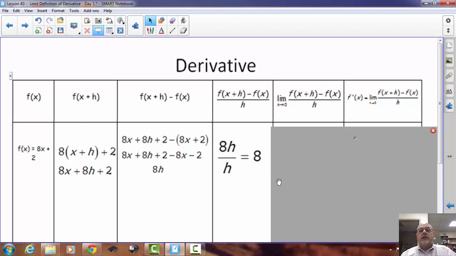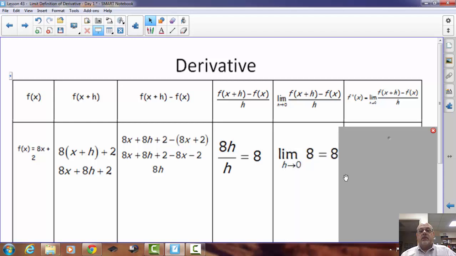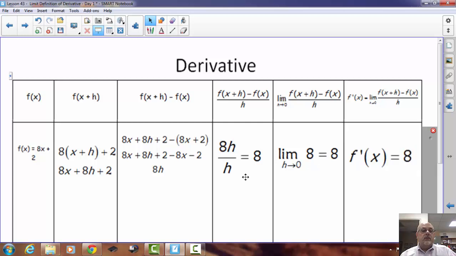When you look for the limit as h approaches 0, the limit is still 8 because there is no variable to substitute into. So the derivative of 8x plus 2 is just 8. If you need to replay this again, do that.